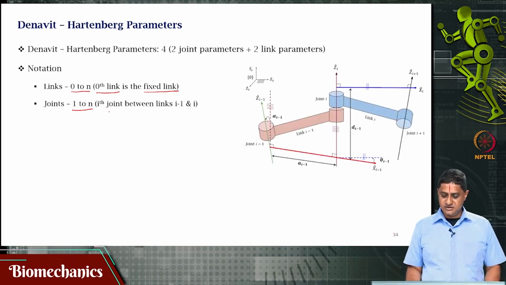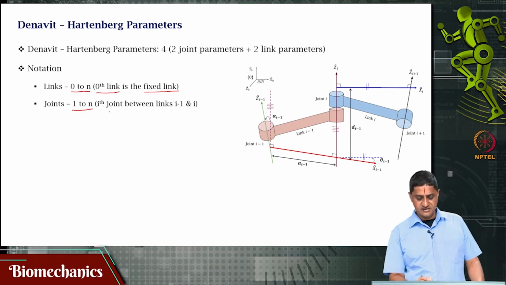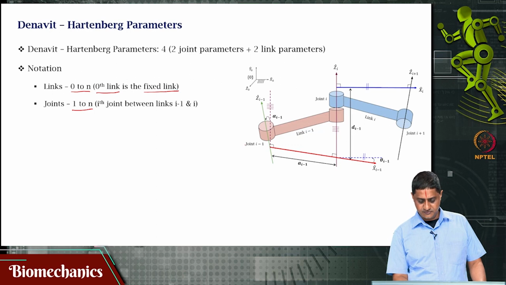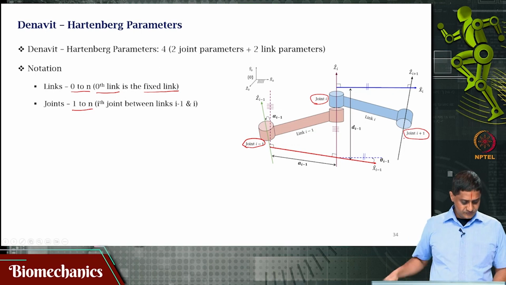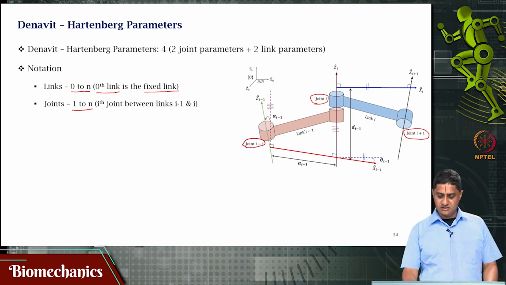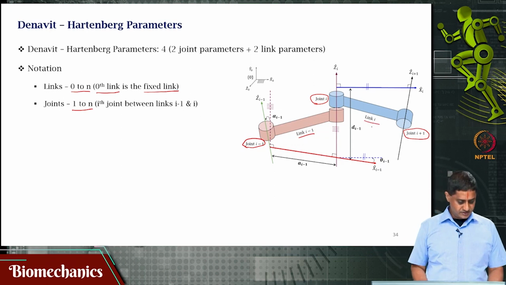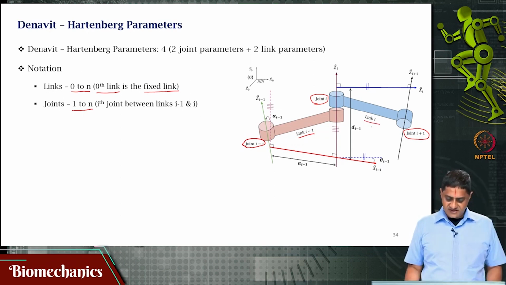Consider these 2 links, i minus 1 and i, and there are 3 joints involved: joint i minus 1, joint i, and joint i plus 1. These are connecting the 2 links, link i minus 1 and link i. The z axis is always along the joint. We mentioned this previously, that the z axis is always along the joint axis.